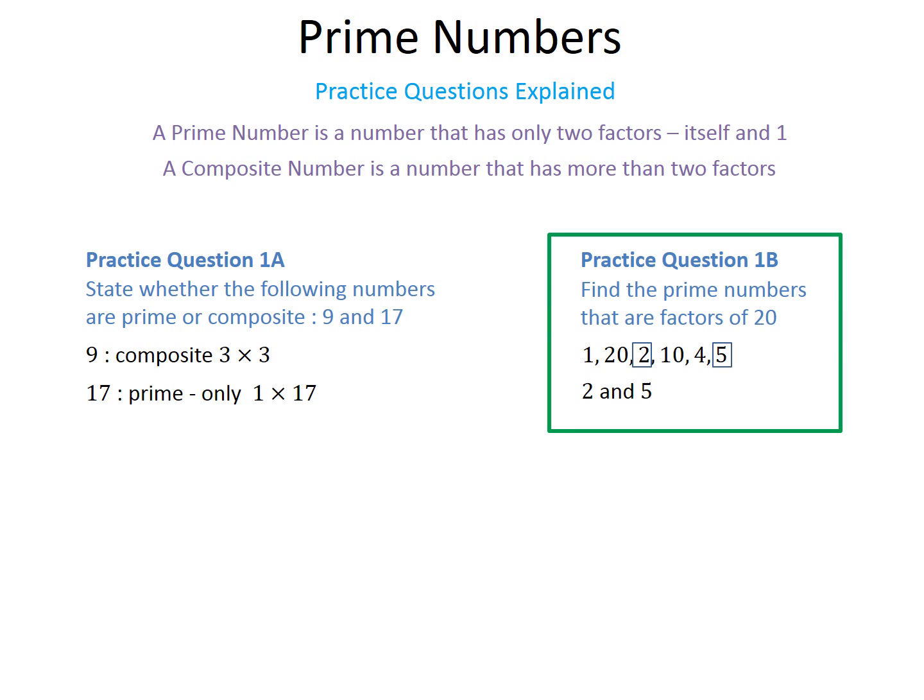And with practice question 1b, I found all the factors of 20 first of all, and then I went through. 1's not a prime number, we discussed before. 20's got 2 times 10. 2 is a prime number, same one we saw before. 10's got 2 times 5. 4's got 2 times 2. And 5 only has 1 times 5, so that's the other prime number. And so I just wrote those two down.